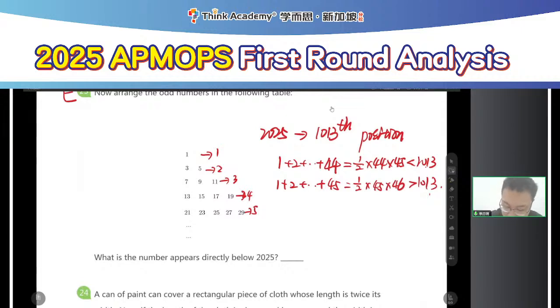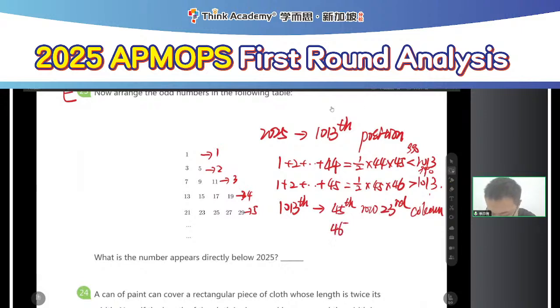So now we know that the 1013th position is at the 45th row and at some column. You can find which column it is, because you can use 1013 minus this 990, right? 1013 minus 990 is 23. So it's the 23rd column. And then we want to find the number which is in the 46th row and 23rd column.